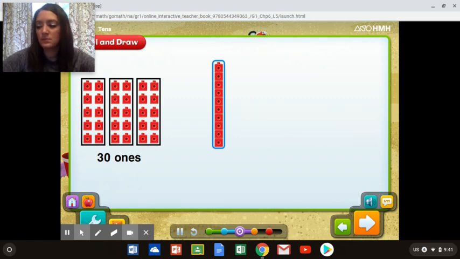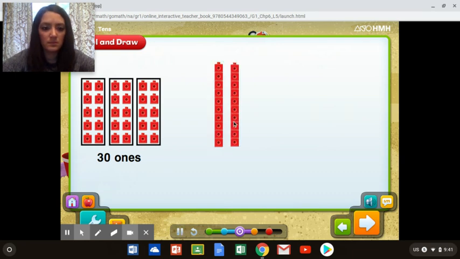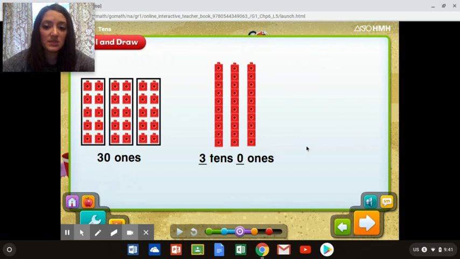So show 3 connected groups of 10 cubes, or 3 tens. Here are 2 tens, and here are 3 tens. So you notice we have 3 sticks of 10 and nothing left over. No individual cubes left over. So that means that there are 0 ones, but we have 3 groups of 10. So there are 3 tens and 0 ones, which equals 30. 30 ones is the same as 3 tens and 0 ones.